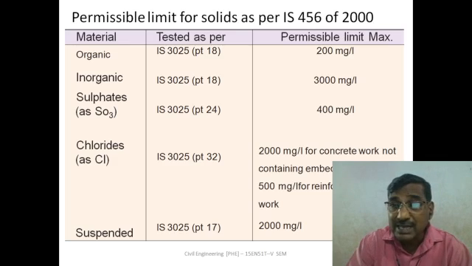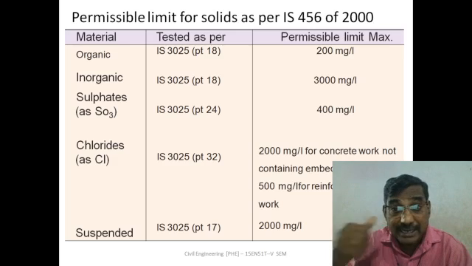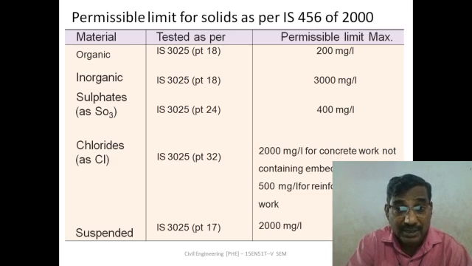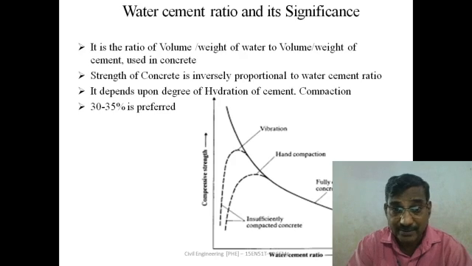So as per the IS 456-2000, these are some standard values for the potable water. Organic should be less than 2000 milligrams per liter. Inorganic material should be less than 3000 milligrams per liter. Sulfates 400 milligrams per liter. Chloride and suspended material should be less than 2000 milligrams per liter.